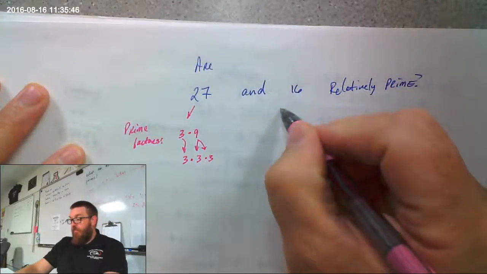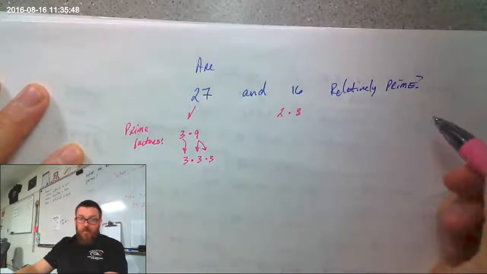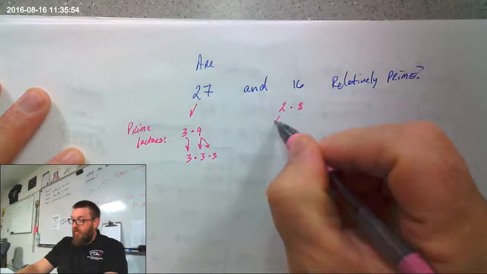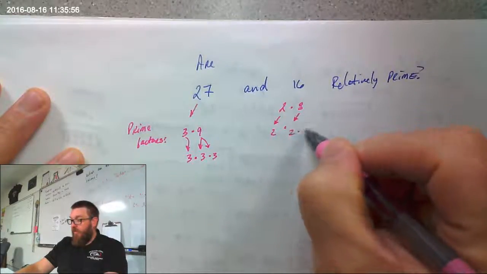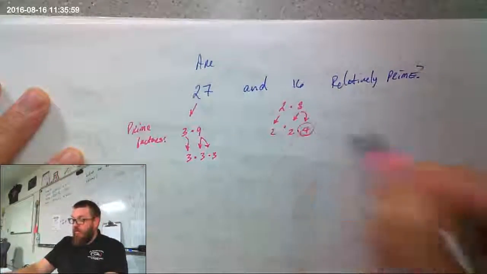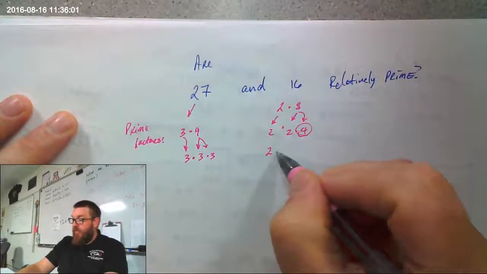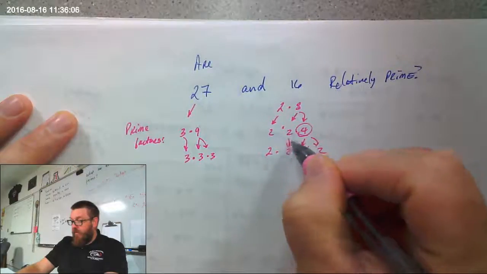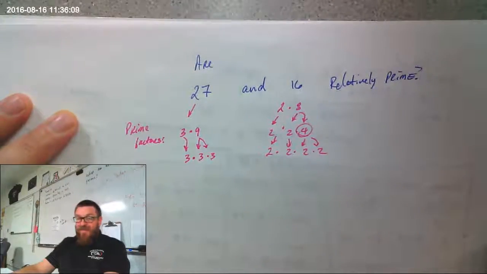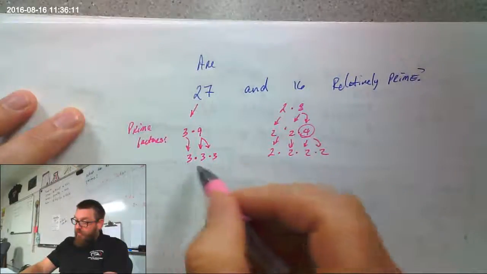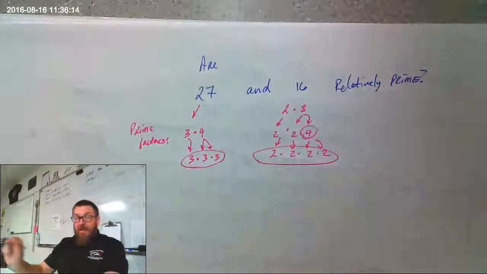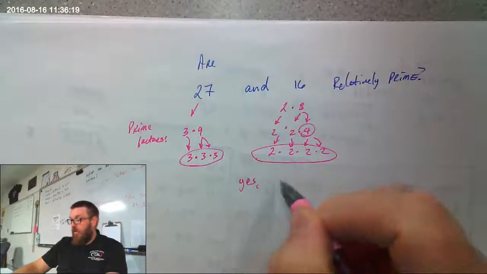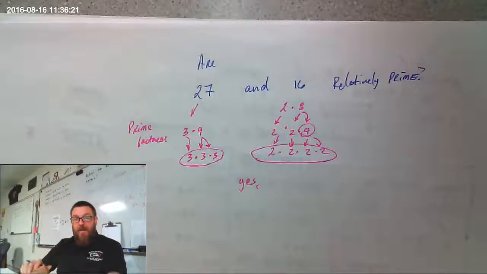Okay, now, maybe 2 times 8 is what you would start with. You might start with 4 times 4. Now 8, so 2 times 8 is 2 times 4, right? 4, not prime, so 2 times 2 times, and then, right? 2, 2. There we go. Now, you can see for sure, these are the prime factors of each. They don't have anything in common, so the answer would be yes, they are relatively prime. They don't have any common factors.